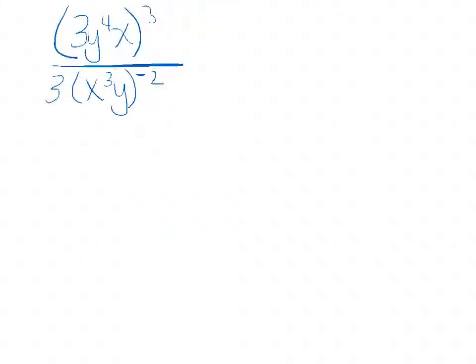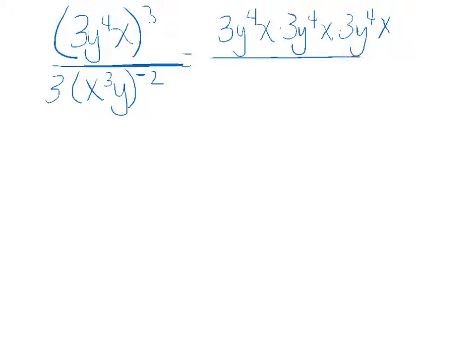Okay, the second question on the diagnostic that I'm going to model for you looks like this. In the numerator, I have a base, so this whole thing is the base, and it's being raised to the third power, which means when I rewrite it, I'm going to rewrite that 3 times. In the denominator, I have a plain old 3 that has a positive exponent of 1, so that's going to stay in the denominator. And then I have a base that's being raised to a negative exponent.